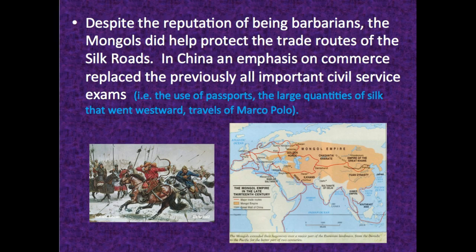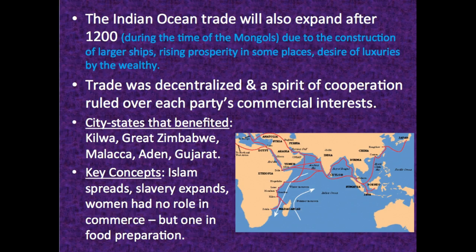But in China, you have an emphasis on commerce that has replaced previously all of the important civil service exams. There's also the use of passports, large quantities of silk that went westward, and then again the travels. This is starting the age of exploration. We're going to move much more into that during the early modern period, but both with Zheng He and Marco Polo and Ibn Battuta, you have a lot of this exploration of different areas.